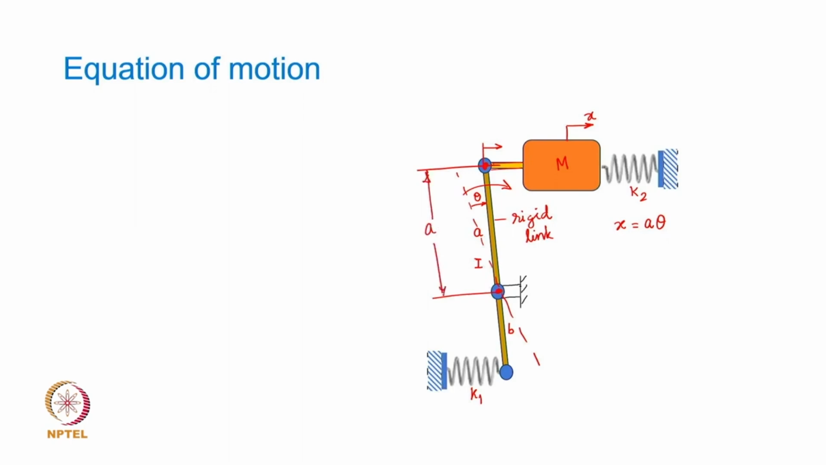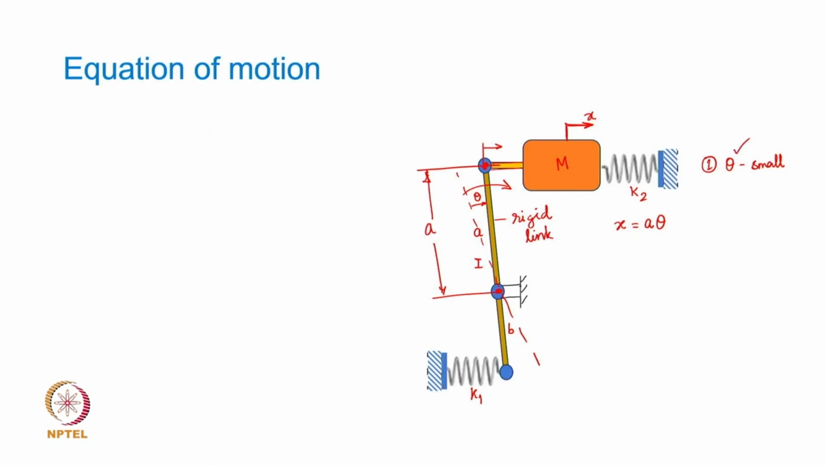Okay. So, x is not independent, it is dependent, directly related to theta, because the link assumed is rigid. So, there is no deflection taking place. Even if the mass is going to move with certain translatory motion x, for small amplitude assumption theta is small enough, we can approximate x to be equal to A into theta, and therefore, you can see that the number of degrees of freedom is only one, and that is theta, the angle of oscillation of the rigid link.